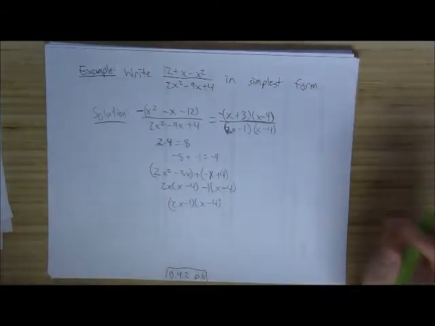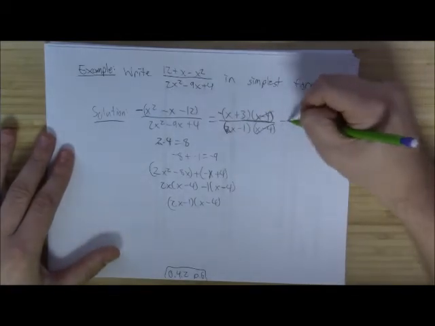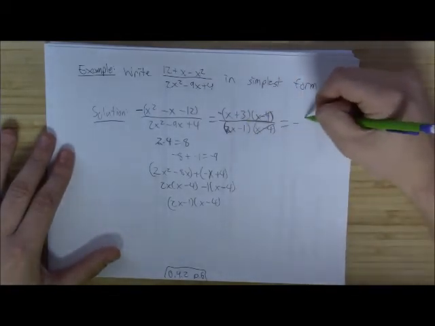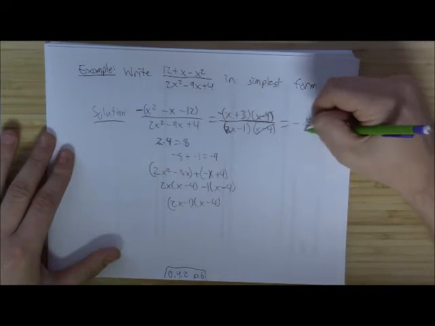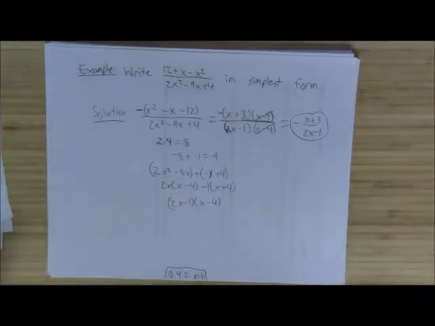Alright, finally I have this right. So those cancel, and I end up with negative x plus 3 over 2x minus 1. Thankfully I'm done with this example.